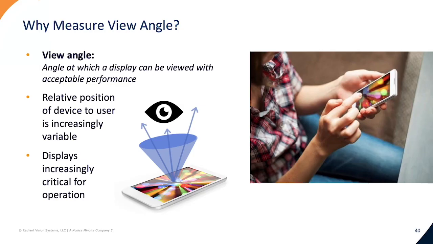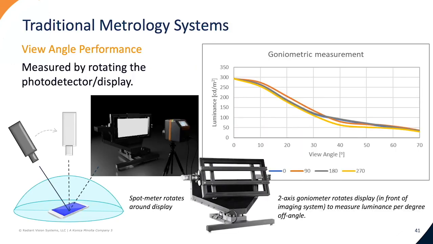In settings where a screen is viewed from multiple positions, view angle is increasingly important. For example, the navigation infotainment screen in an automobile needs to be usable for both the driver and the passenger. Traditional systems for view angle measurement apply rotation to position a photodetector and display at a range of angles relative to one another. Here we show two examples.